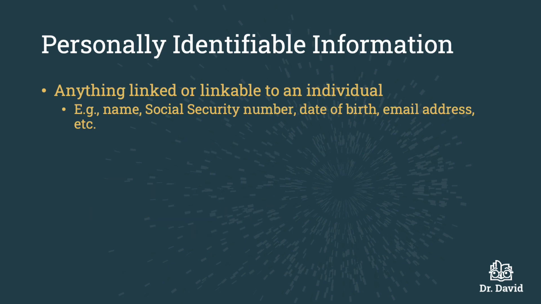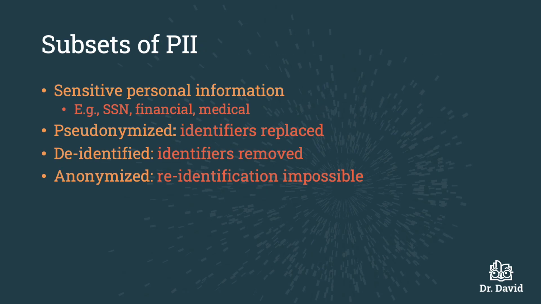And just to be clear, I've just used the term personally identifiable information, or PII. This is anything that is linked or linkable to an individual. Your name, for example, this is probably the most PII of all PII. Your name directly identifies you. 4 subsets of PII that we will talk about again throughout the course include sensitive personal information, pseudonymized data, de-identified data, and anonymized data.